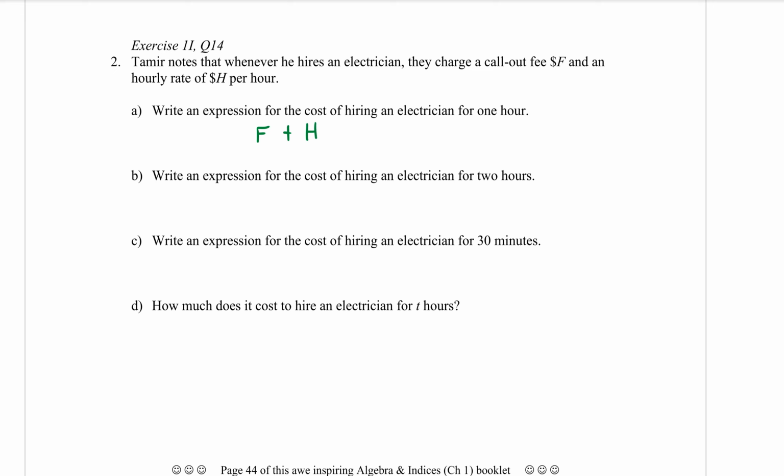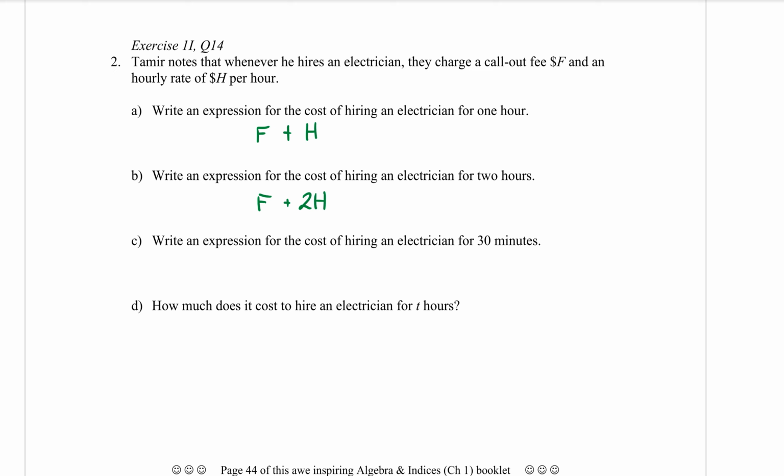What happens for B when it says write an expression for the cost of hiring the electrician for 2 hours? Ethan. It goes to 2H. That's right. Because if H was 1 hour, I just need 2H. That's the only change from that last expression. They still have their call-out fee, but now it is plus 2 hours, 2H.